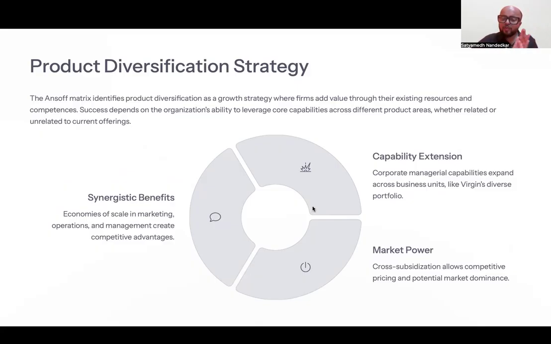Like Reliance moved from petrochemicals to telecom and retail. It is a classic diversification success story. Virgin Group went from music to airlines to finance, leveraging its brand strength across industries. So, diversification gives you risk spreading, economies of scale, and brand power, but it also creates coordination challenges. Managing unrelated businesses will demand different expertise and strategies, and you will have to hire the right people to get it done.